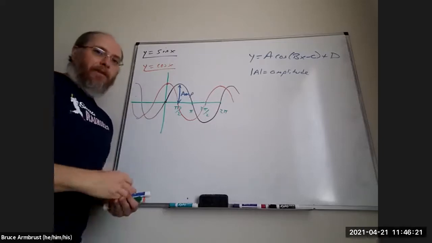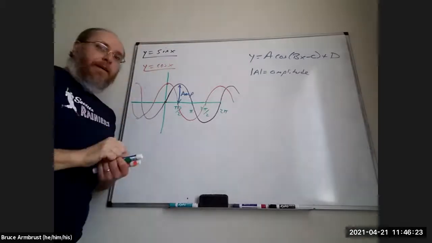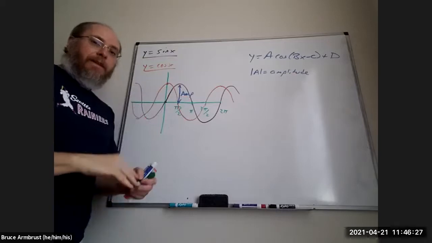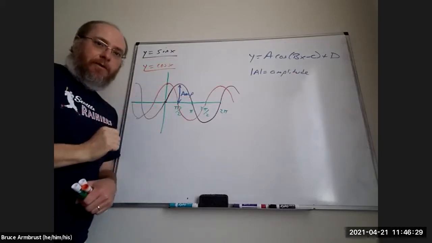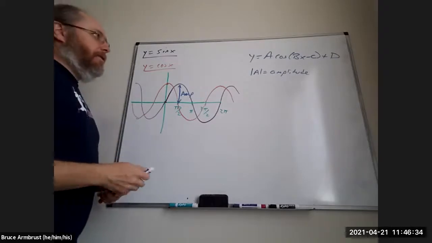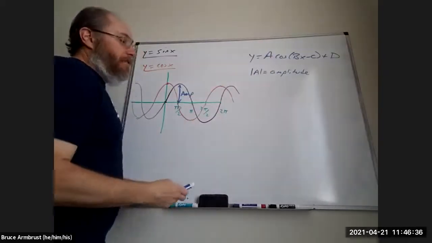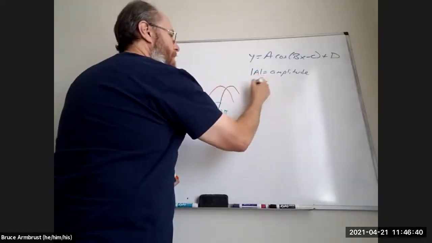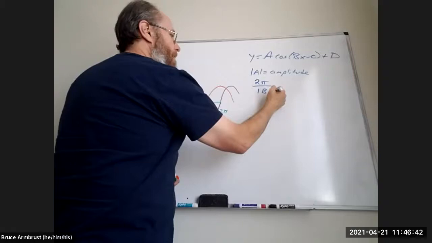If that A is bigger than 1, it stretches it out vertically. If A is less than 1, it compresses it. If it's negative, it flips it over. All right, so that's what A does. A gives us our amplitude. The B changes the period. The period ends up being 2 pi over the absolute value of B.